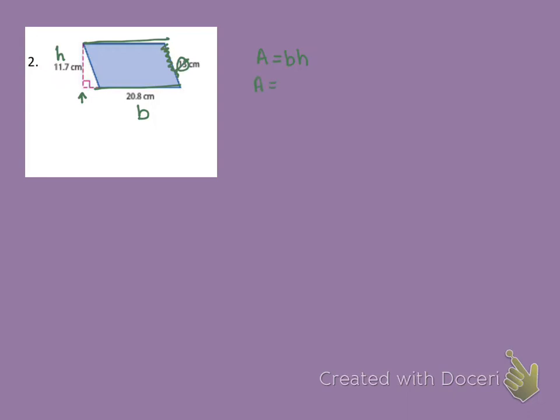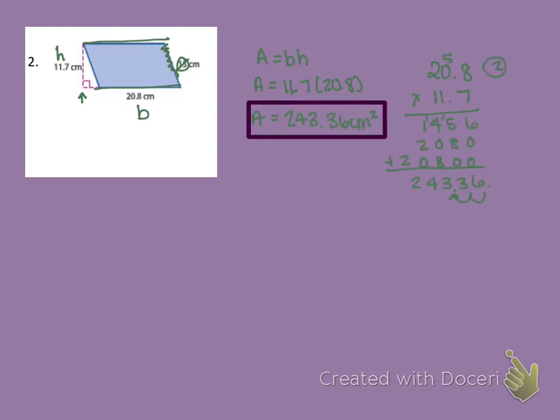Area equals 11.7 times 20.8. So we're going to go off to the side. 20.8 times 11.7. Okay, go ahead and press pause and multiply this out and write your answer. Okay, so you should have gotten that area equals 243.36 centimeters squared. So let's go to our next formula.